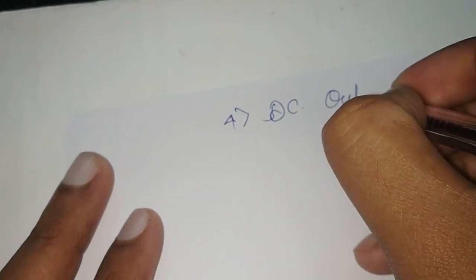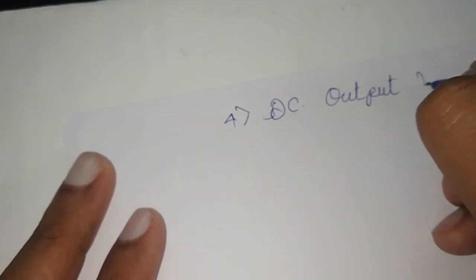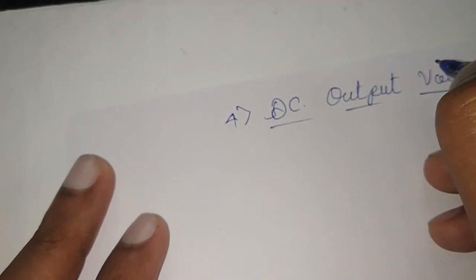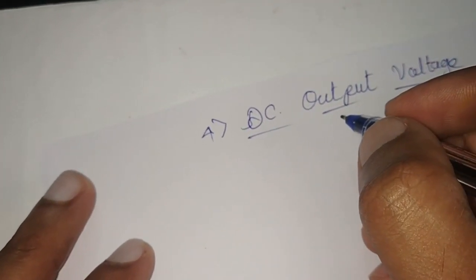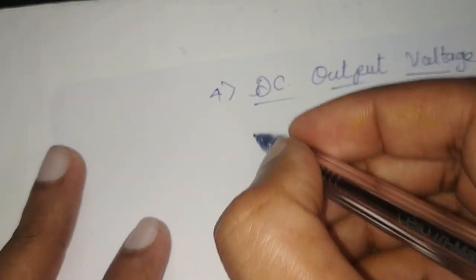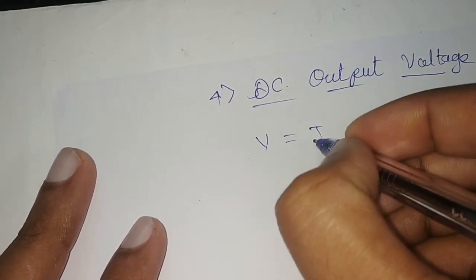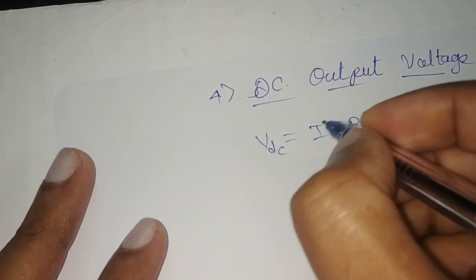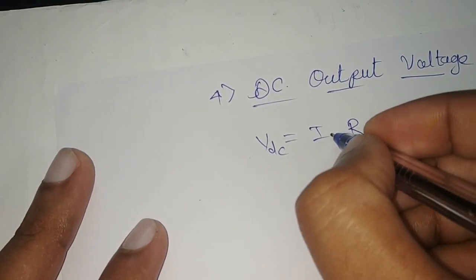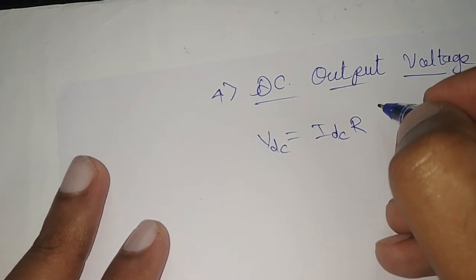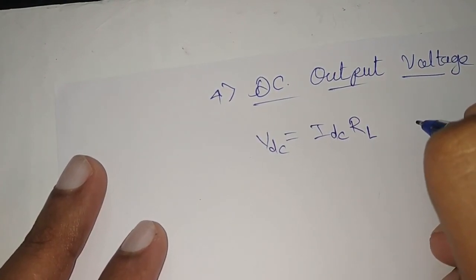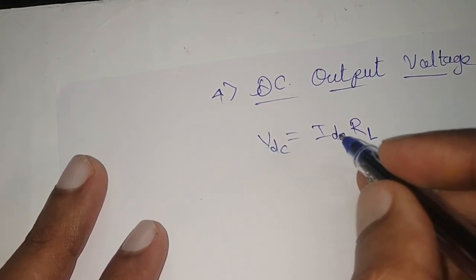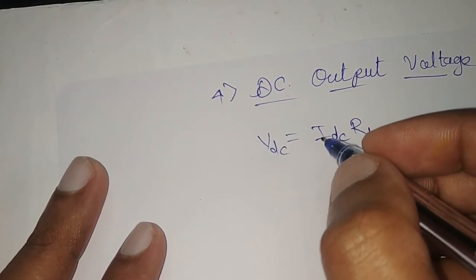DC output voltage. Again we will use Ohm's law here for calculating DC output voltage. So we have V is equal to IR. So which V we have to calculate? We have to calculate VDC. And which I? IDC. And the resistance is RL. If we keep the value of this IDC from previous expression, what we will get?